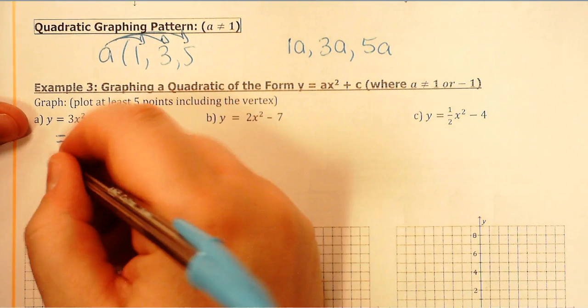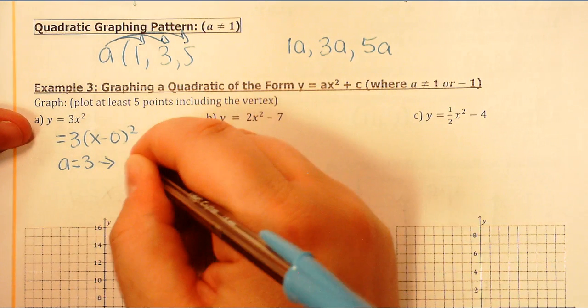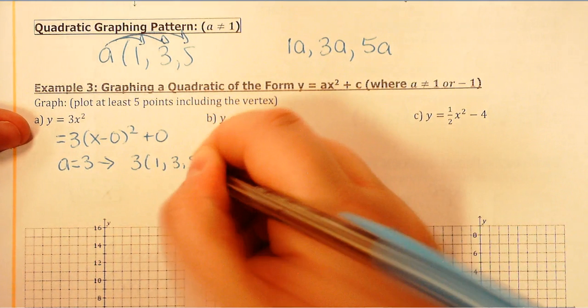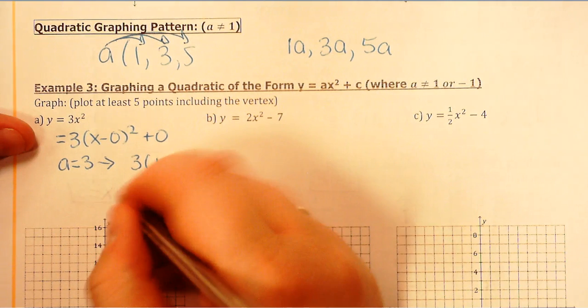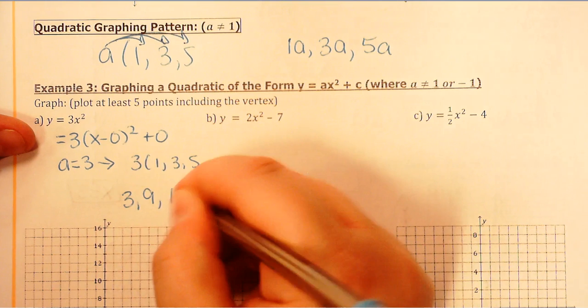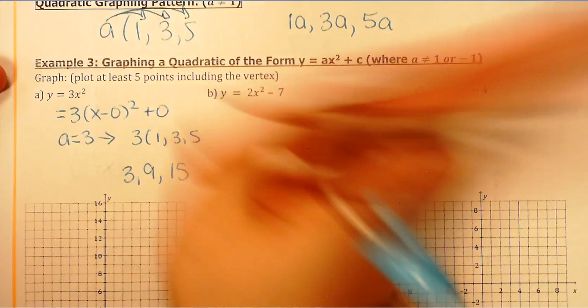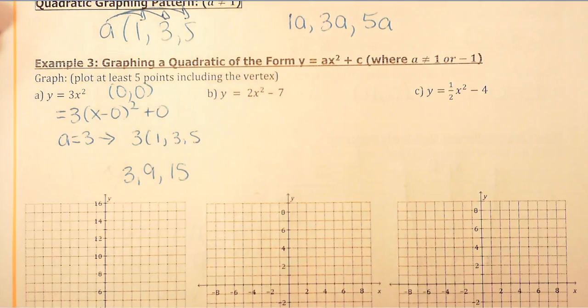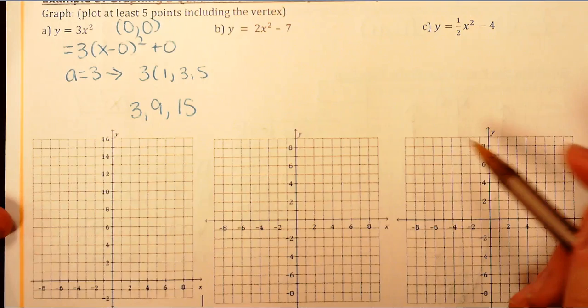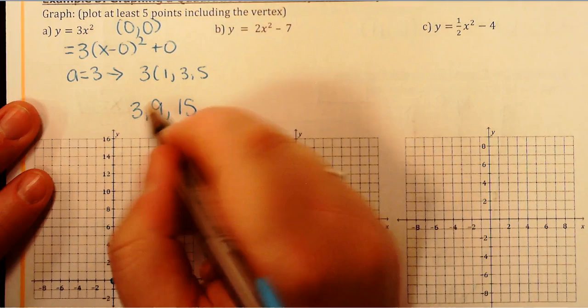The 3 being my a value is going to affect my pattern. So I'm going to do 3 times that 1, 3, 5. So the pattern I'm going to use for this graph is going to be 3, 9, 15. I'm going to bet the 15 is not going to fit on the graph. The vertex here is just going to be (0, 0). There's nothing shifting that graph left, right, up or down. So (0, 0).